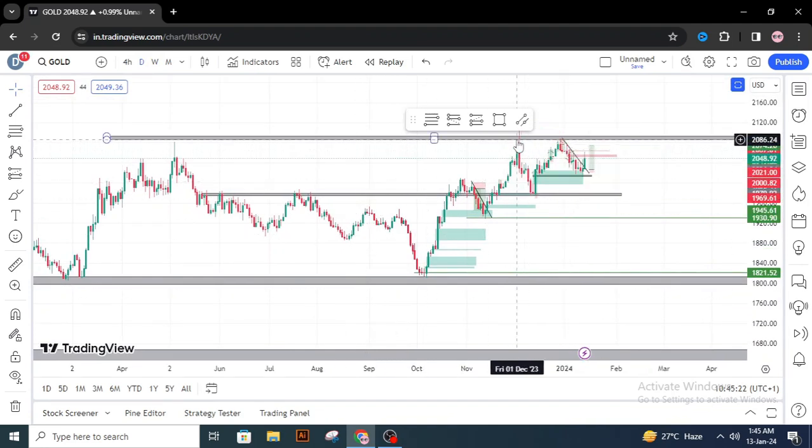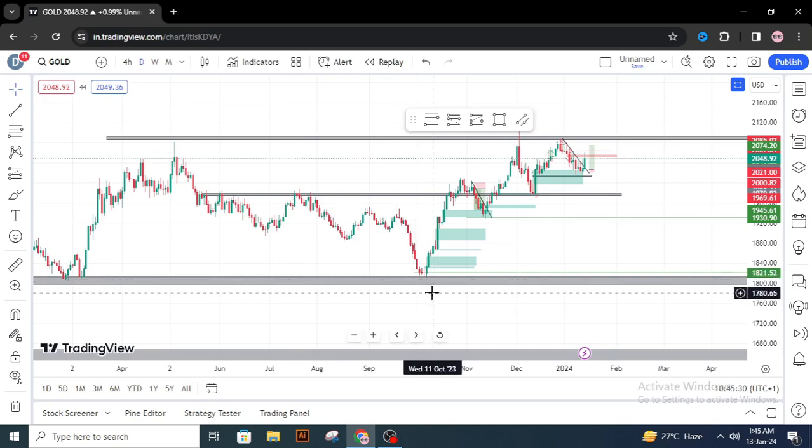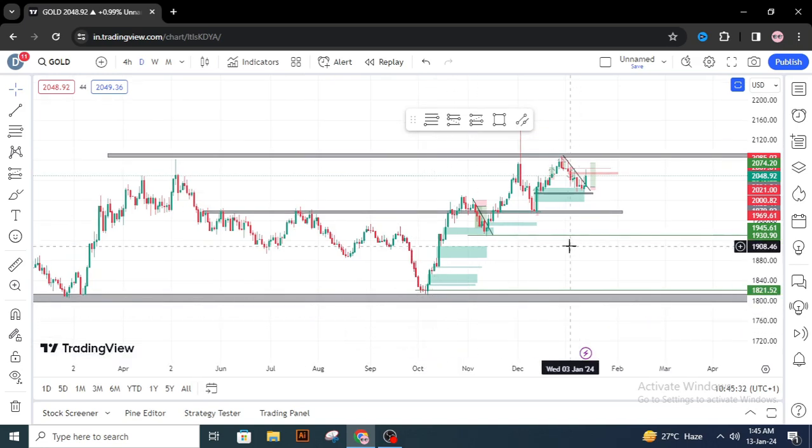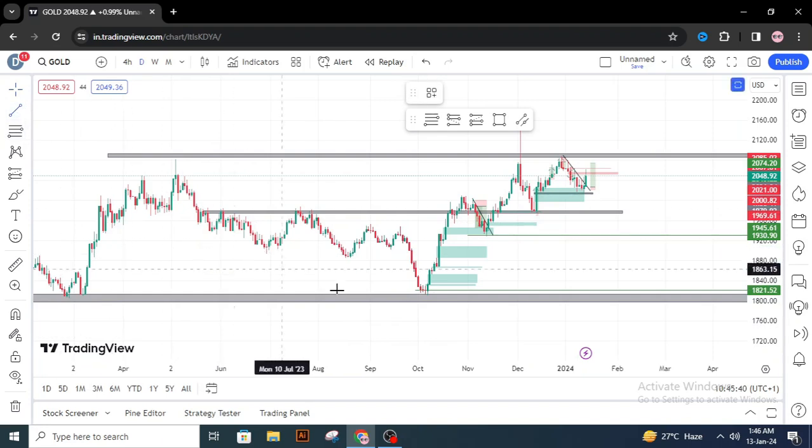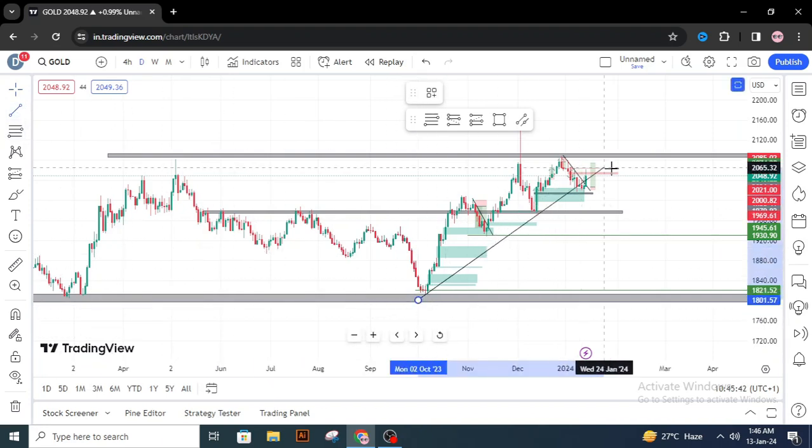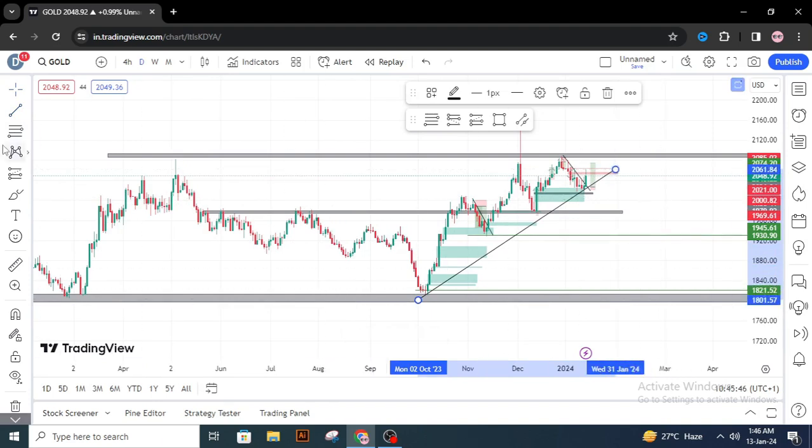This is the resistance we marked earlier on the weekly chart, and this is the support we marked on the weekly chart as well. So now, as you can see, even at this level on a daily time frame, the market is moving, making higher high and higher low. As you can see, making higher high, higher low.